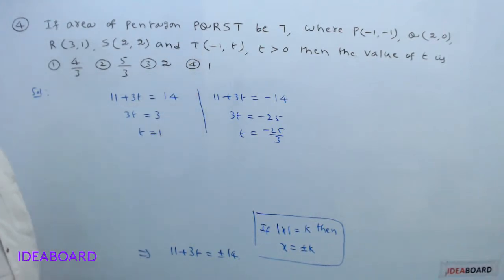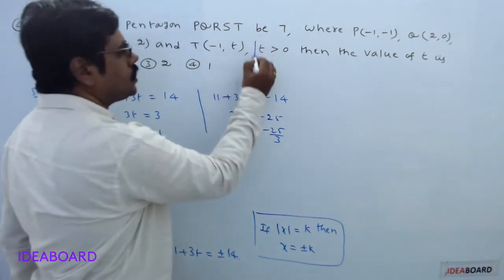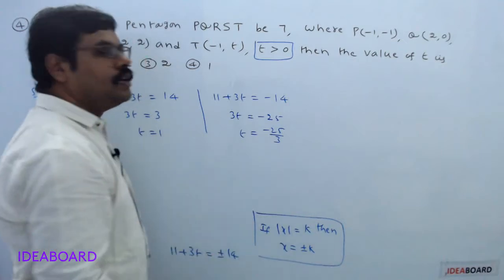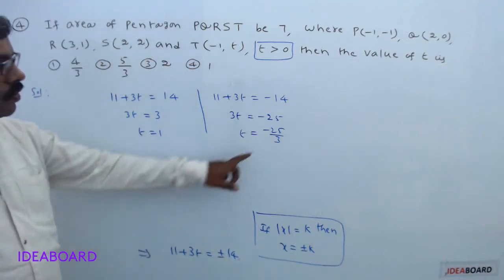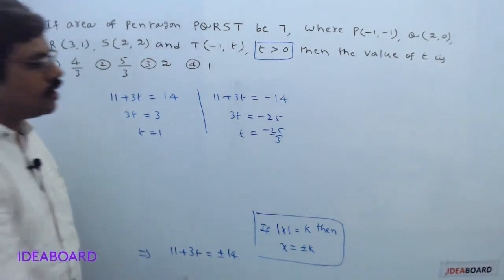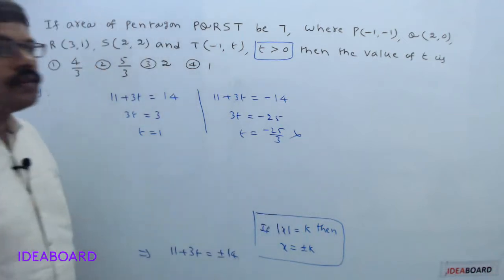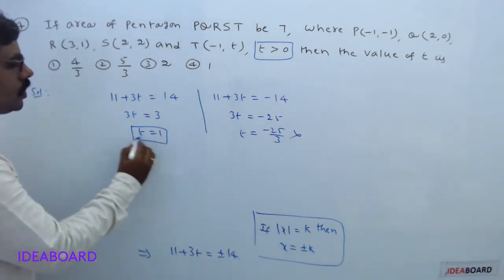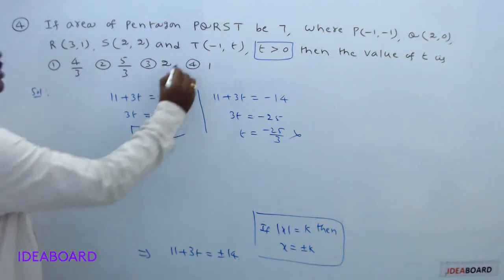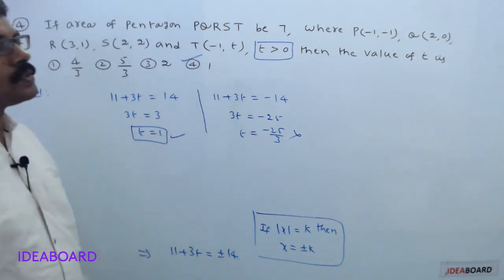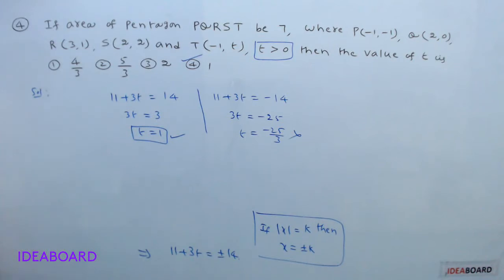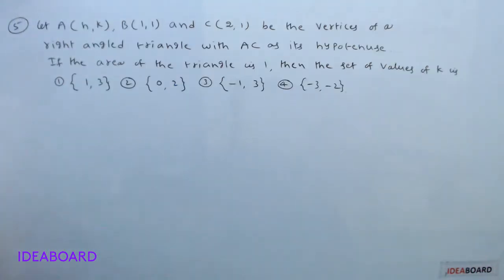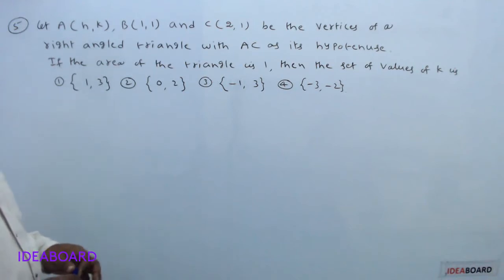If you observe the given statement, there is a condition t is greater than 0, but you are getting a negative value. So this value cannot be acceptable. So what is your answer? t equals 1. So the required option is the fourth option. Now come to the next question.